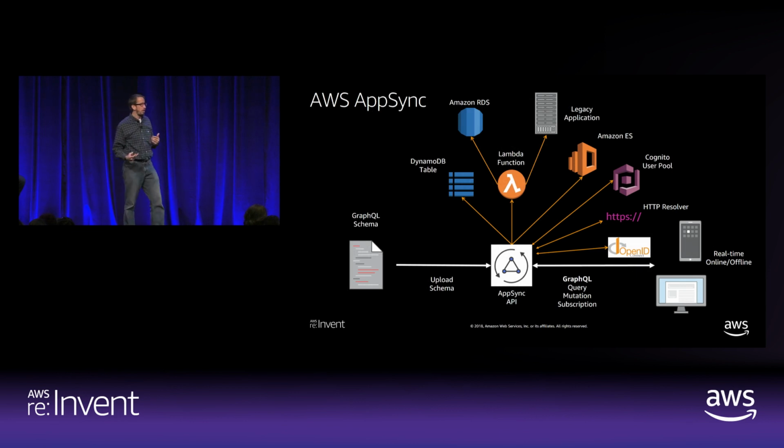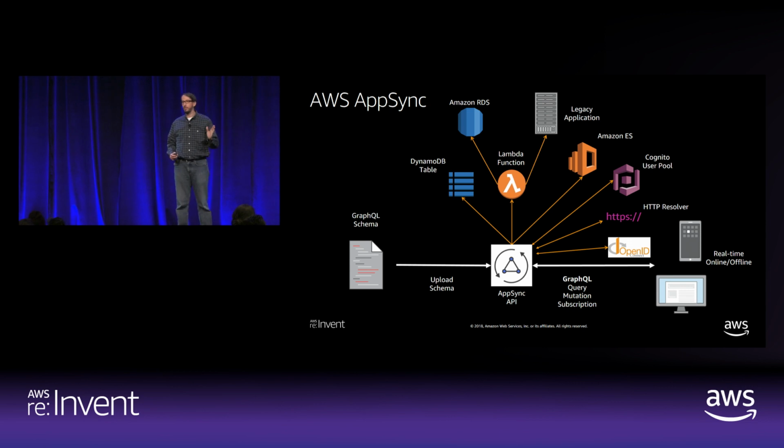Now, we implement GraphQL at AWS with AppSync. Okay, so check out AWS AppSync. It provides several different resolvers for back-end data sources, DynamoDB tables, legacy applications. It supports federation with Cognito. There's even an HTTP resolver, which you can use to wrap REST APIs if you want to do that.